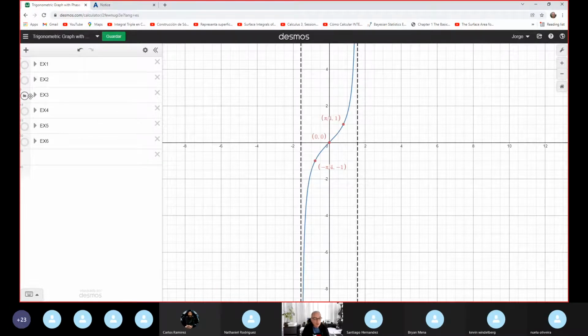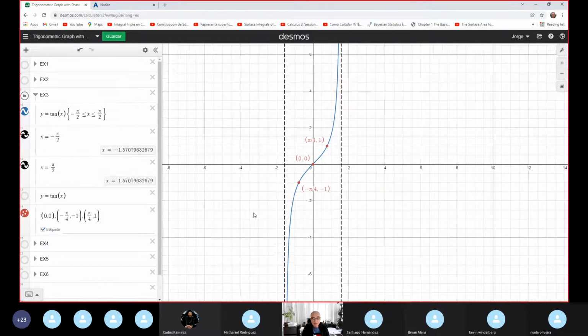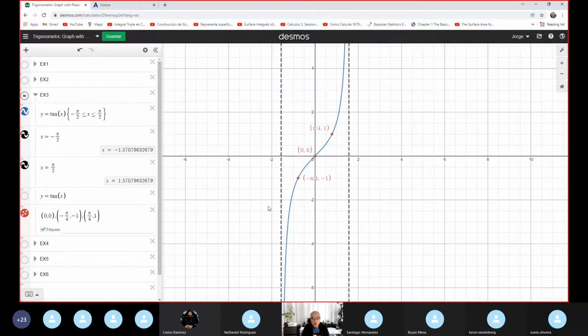Super. Okay, look at that. This is the famous curve of the tangent. At negative pi over 2, we have one vertical asymptote. The points are negative pi over 4, negative 1, then 0, 0, and pi over 4, 1, and at positive pi over 2, another asymptote. Look, this is the asymptote. This is one period of the tangent. By the way, the width of the period is pi. Remember, in cosine and sine it is 2 pi. In tangent and cotangent the period is pi.